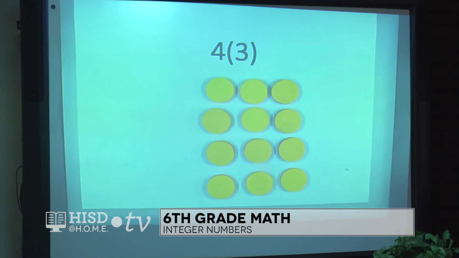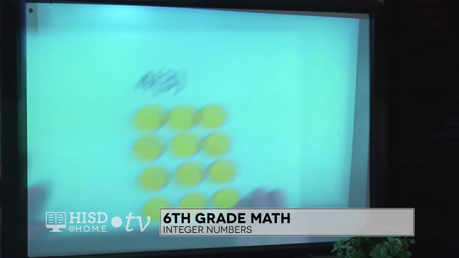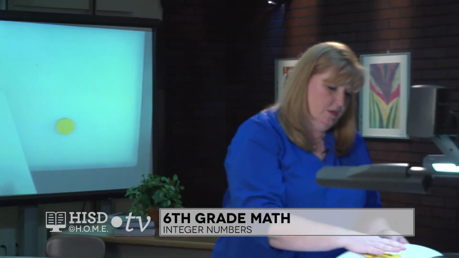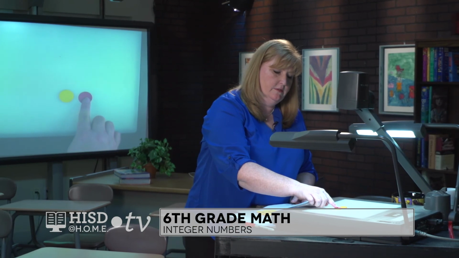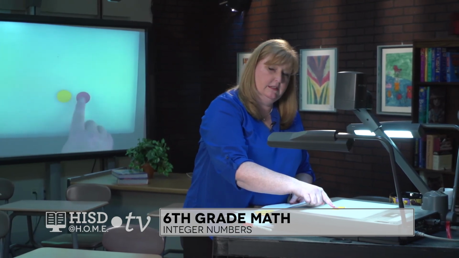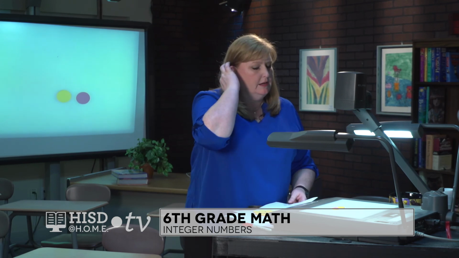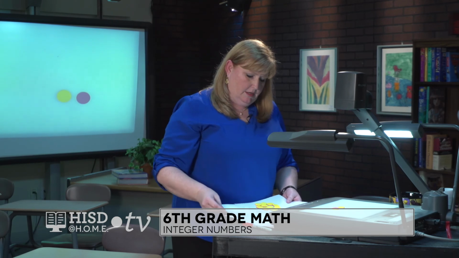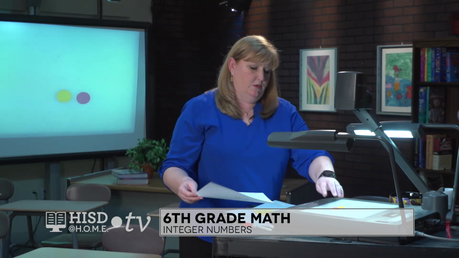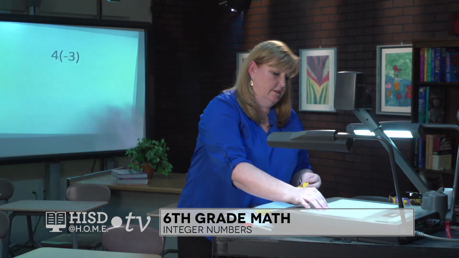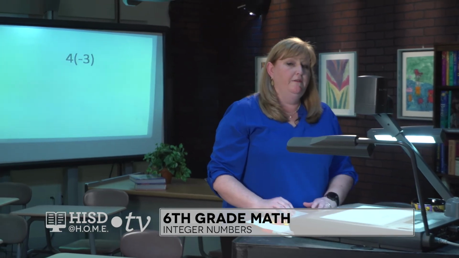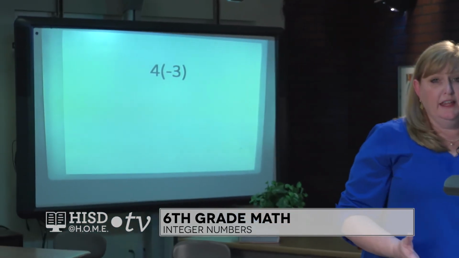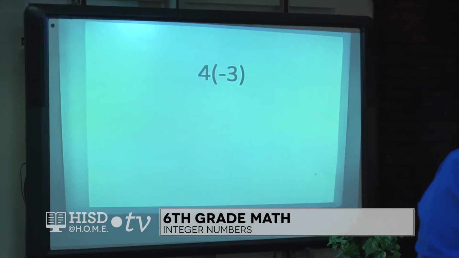So let's look at something very quickly. I want to remind you of something. We said that this was a positive value and that this was representing a negative value. So notice this is positive, this is negative. And the other way that we talked about the negative is that it's the opposite. It's the opposite of something because that's very important as we model this next set. This next set asks me to model 4 groups of negative 3. 4 groups of negative 3.